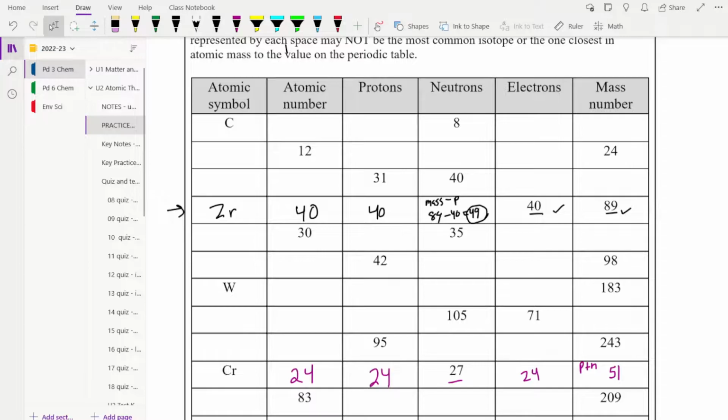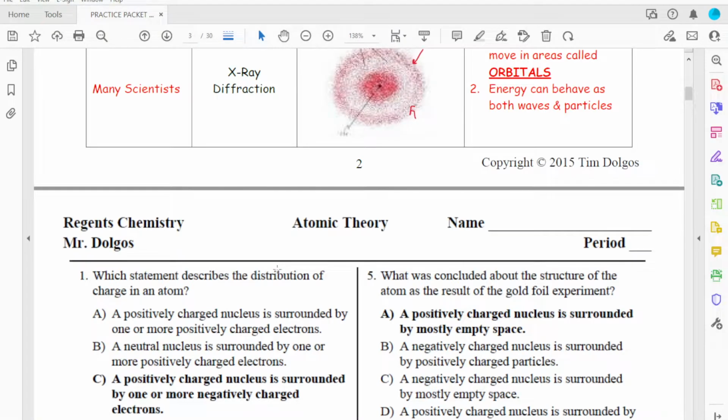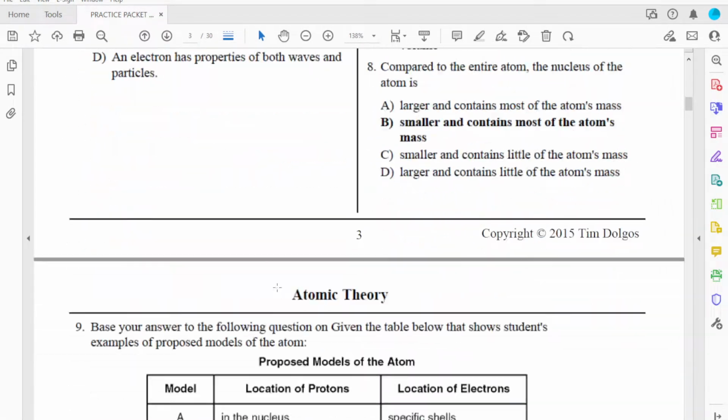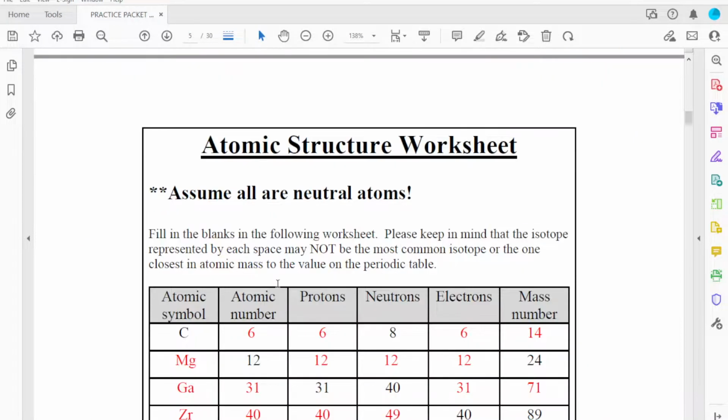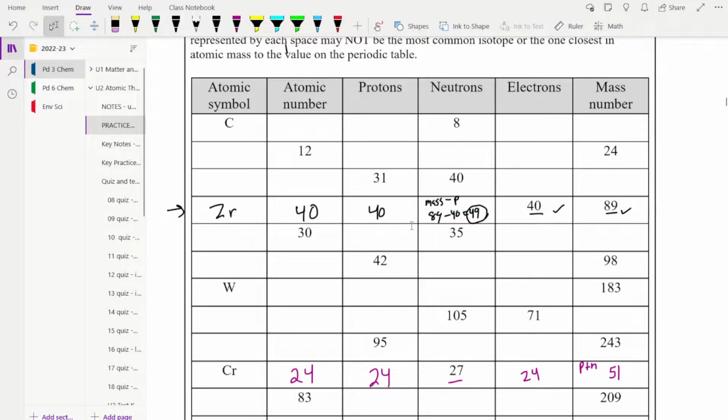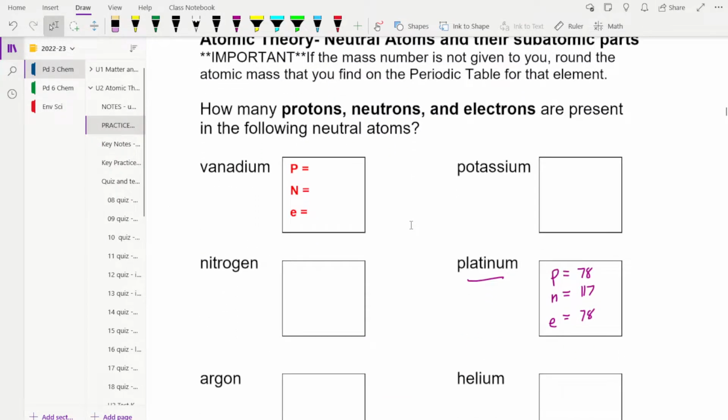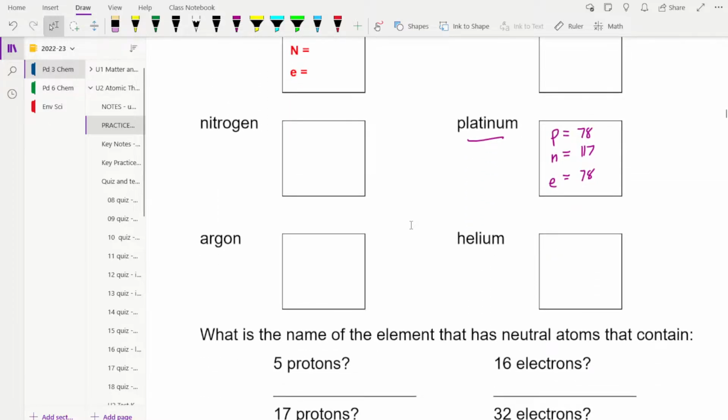Let me briefly show you some other ones, just to make sure you're off to a good start. There's the answer to the first four. If you have any questions on these, make sure you check with me. All right, let's move on to the next page. These were fill in the blanks.